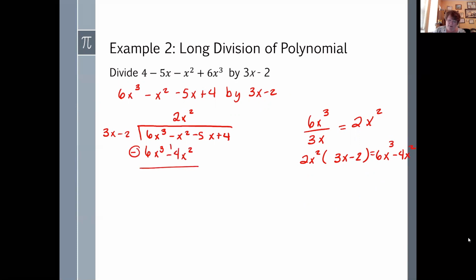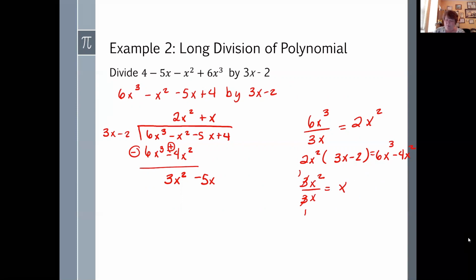Change the sign and add. 6 minus 6 is 0. I have negative x squared plus 4x squared. 4 minus 1 is 3, so that's going to give me 3x squared. Now we're going to bring down the minus 5x to create a new dividend and repeat the process. Take the 3x squared, divide it by 3x. That is going to be 3 will go into 3 one time. X will go into x squared x times. So our next term in our quotient is x.